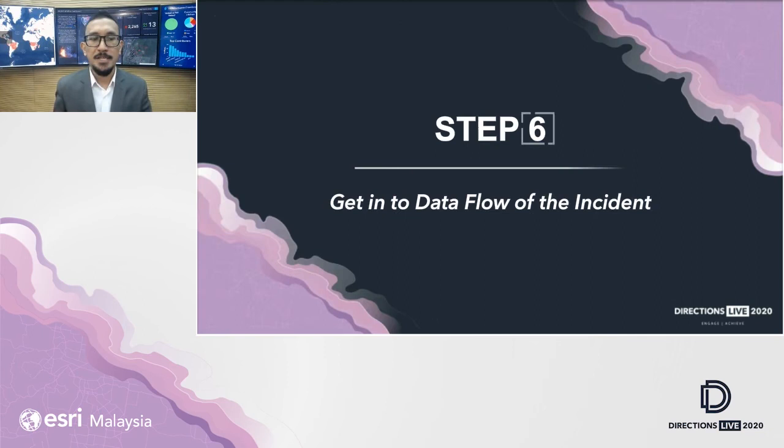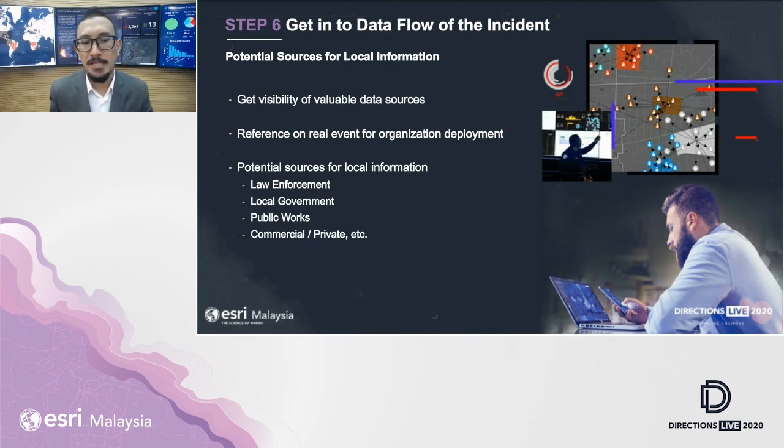Okay, step 6 is to get into the data flow of the incident. Okay, I believe there is a lot of data available at the local level, and usually during a disaster, we need to rely on the local and regional network to be able to find any related information that might help your organization during the disaster. For example, data from law enforcement, from the local government, from public works, as well as from commercial and private organizations.